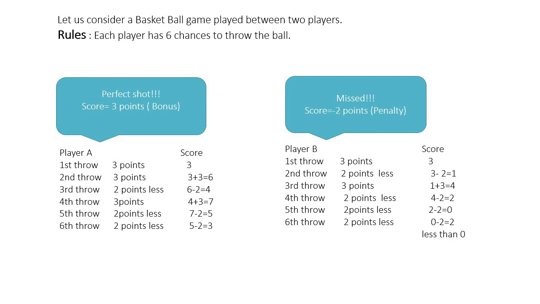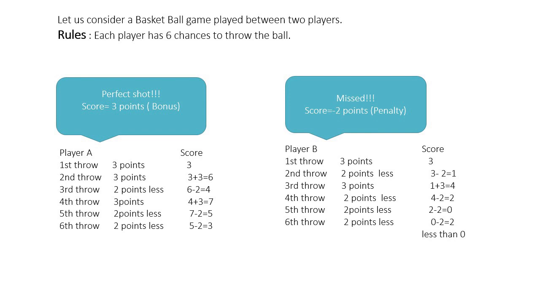So his score finally becomes 4 plus 3. But in fifth throw, he again misses to hit the ball. So his score falls by 2 and reduces to 5. In sixth and final throw, he misses the shot. So his score further reduces by 2 and comes to 3.